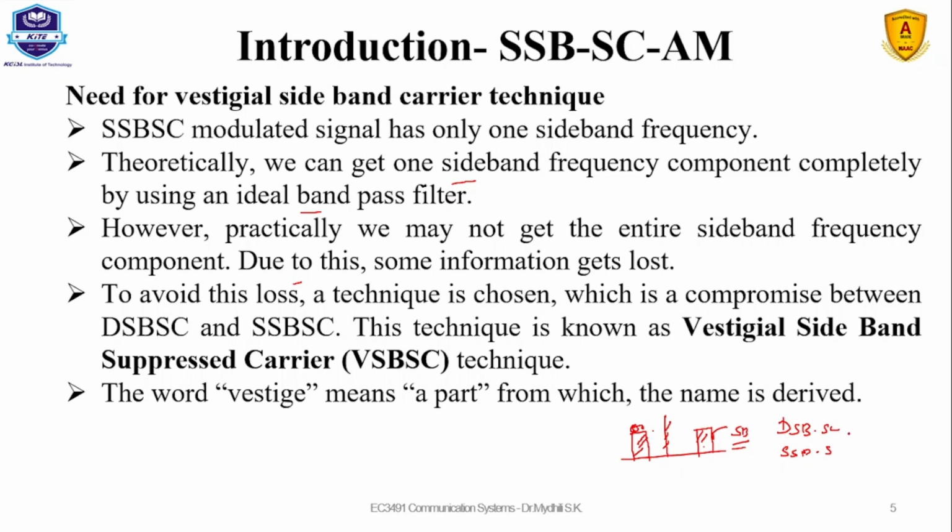Double sideband is nothing but having both the sidebands. Single sideband is having one of the sidebands. If we compromise between these two, we will have one sideband fully, whereas the other sideband will be partially suppressed. That is what is called vestigial sideband. The meaning of vestige is a part, from which the name has arrived. So a portion of a sideband is taken for the transmission, and it is called vestigial sideband.